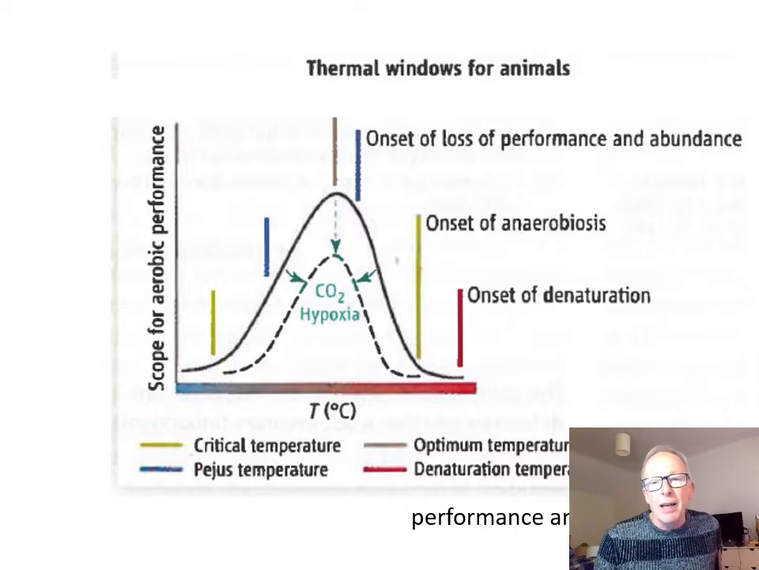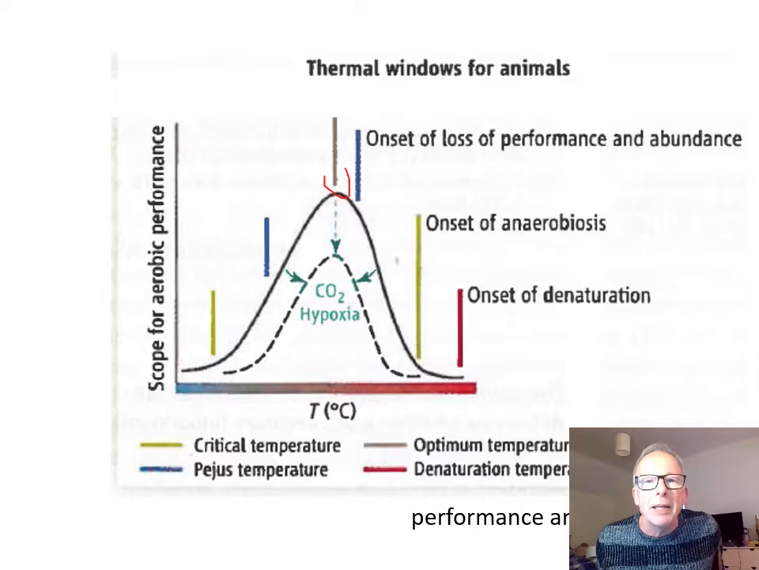So typically, aerobic performance or physiological performance in general tends to increase with increasing temperature up to an optimum, a peak, if you like, in the middle here. I'm going to attempt to draw something.